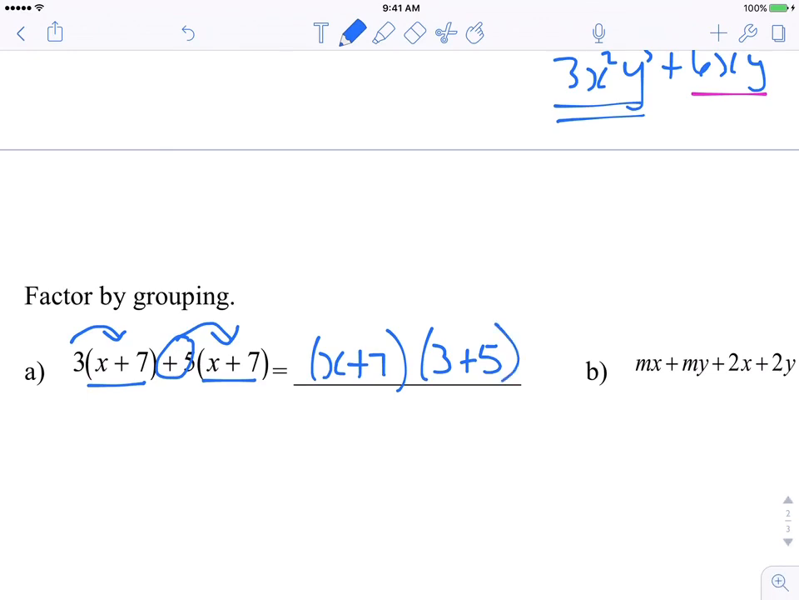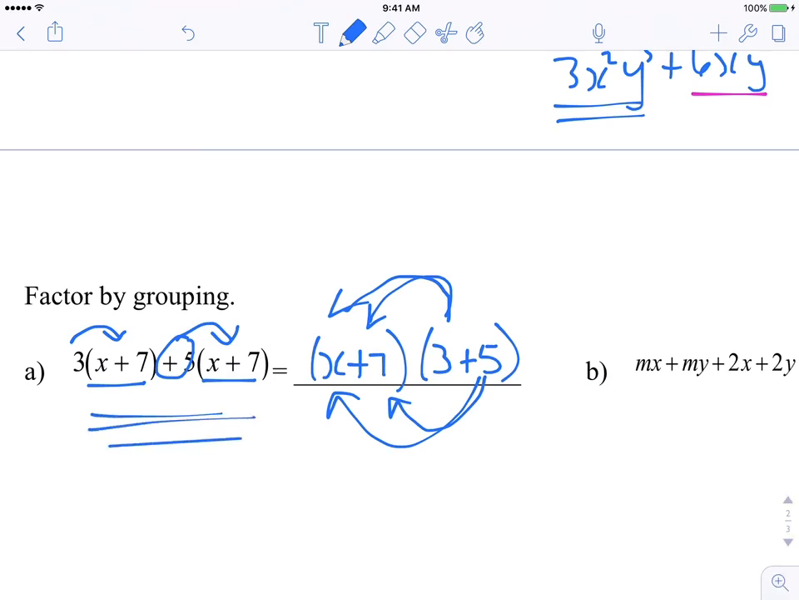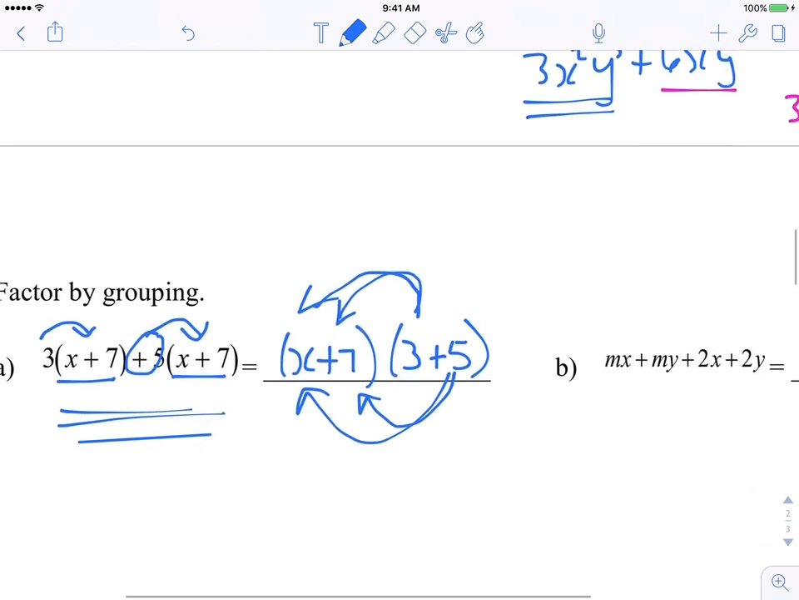And if you remember from last day's work, if we were to expand this, we talked about taking one number, distributing it, and taking the second term in the binomial and distributing it. So in essence, that accurately represents the same thing that you see here. We are in effect distributing a 3 to x plus 7 and a 5 to x plus 7. It's just a different way of writing it.